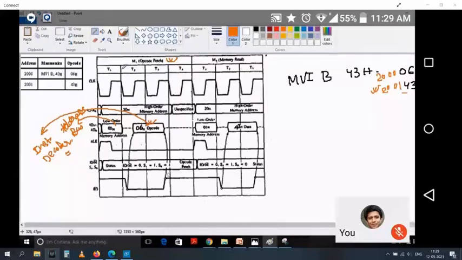Then for the next, here the opcode fetch is 4 cycles: T1, T2, T3, T4, and memory read is T1, T2, T3. 3 cycles are there in memory read, and opcode fetch is 4 cycles. So for every operation that you are doing, the number of cycles will be different. Some will be 3, some will be 4, some can be 5, 6, 7, whatever.